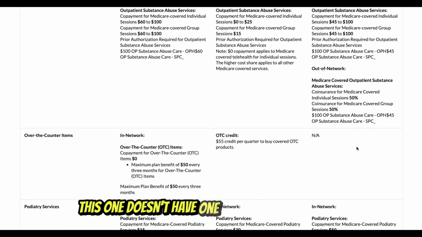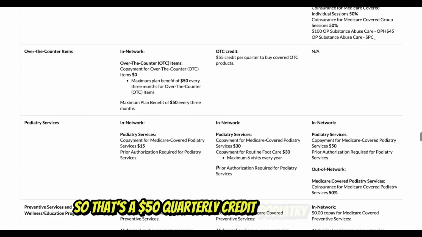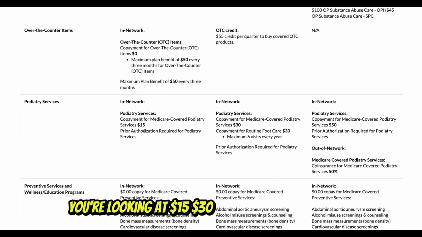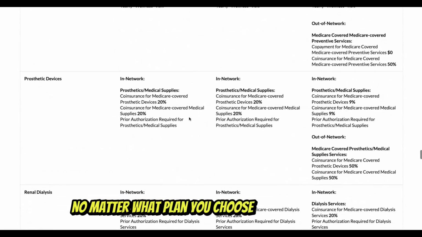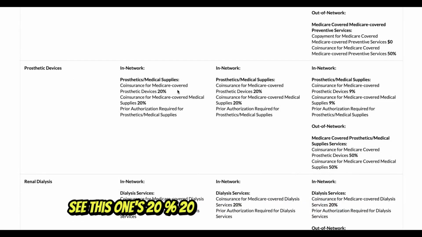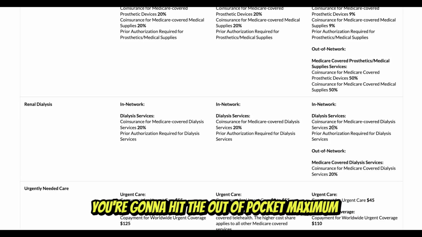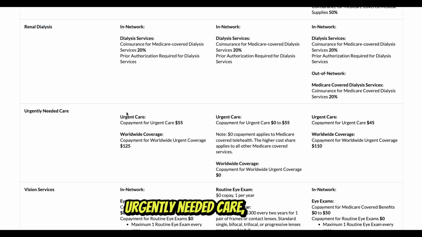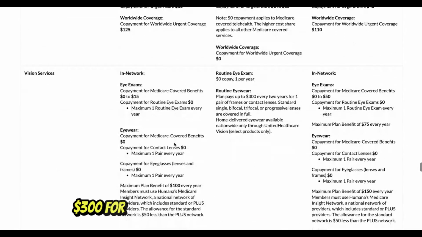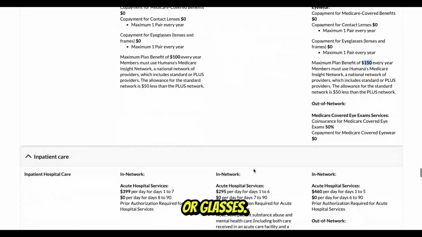Over-the-counter benefit, this one doesn't have one because it's got the 107. This one has a $55 quarterly credit. This one has a $50 quarterly credit. Podiatry services, you're looking at $15, $30, and $50 copays. Preventive services are always going to be zero no matter what plan you choose. Prosthetic devices, see, this one's 20%, 20%, 9%. Dialysis is 20%. Again, you're going to hit the out-of-pocket maximum immediately. That's why you need something to cover you if you get dialysis. Urgently needed care, 45, 55, 55. So this one's less. See, you're just comparing. $300 for the middle here for contacts, $100, $150, or glasses.